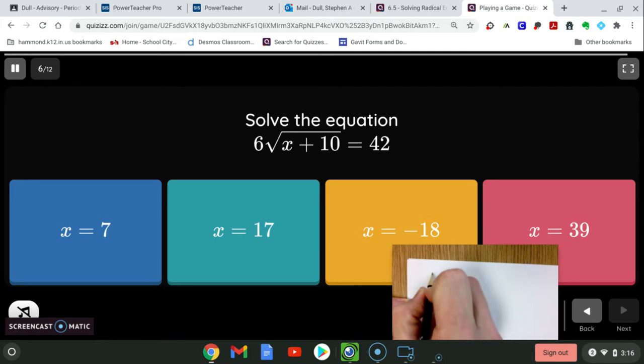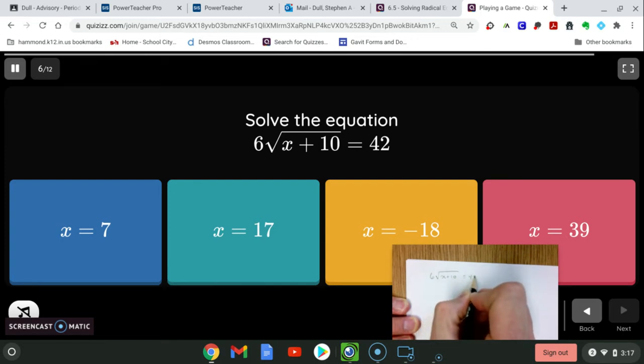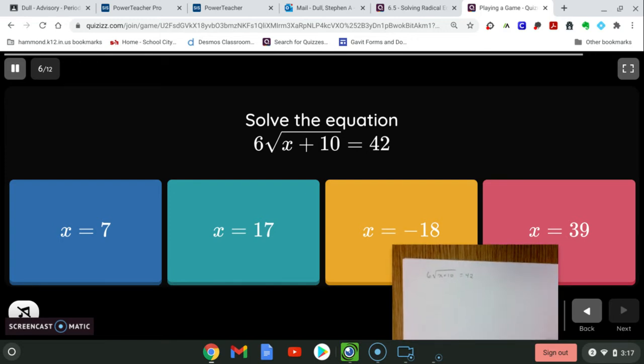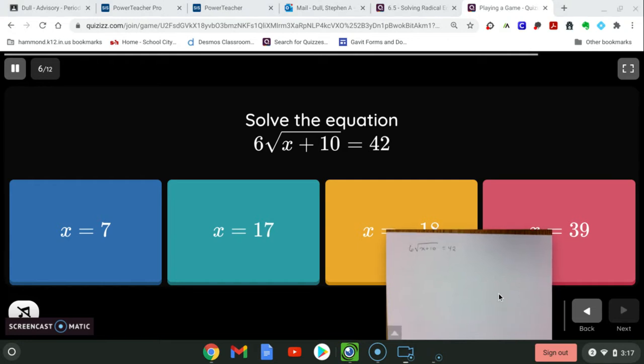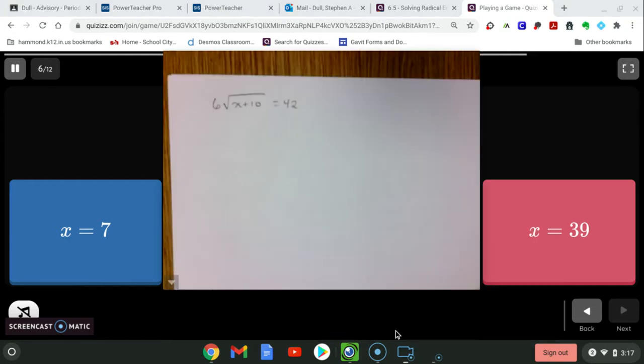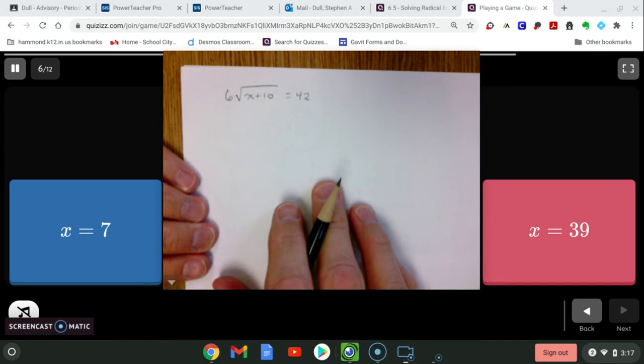So we're trying to solve this equation: 6 times the square root of x plus 10 equals 42. You can go ahead and pause the video and try to work this one out on your own, and then we'll check the answer. All right, so go ahead and check your work against mine.